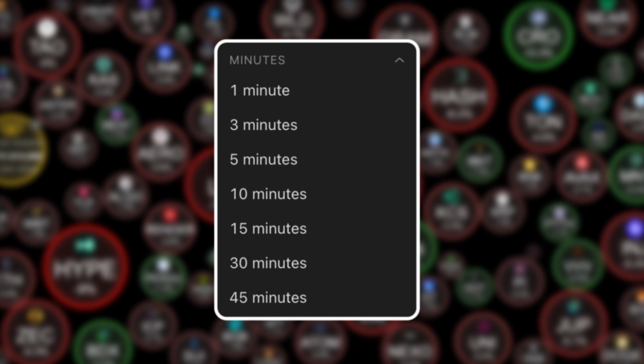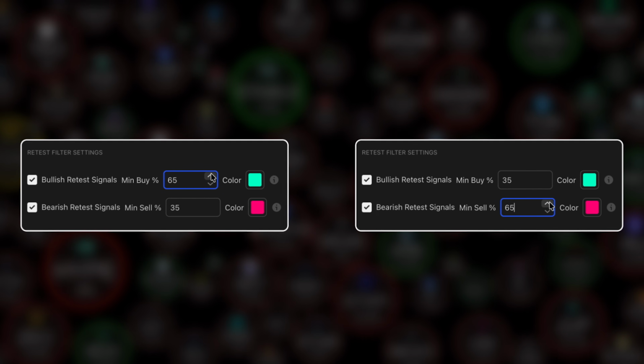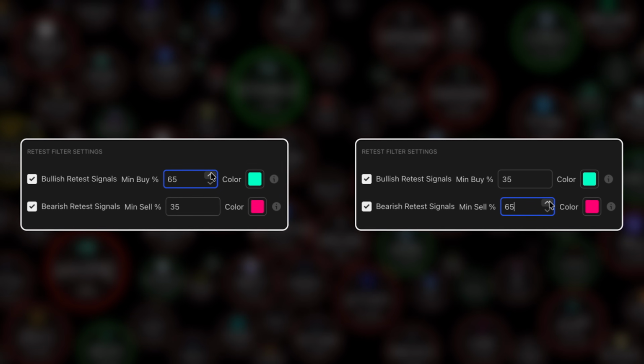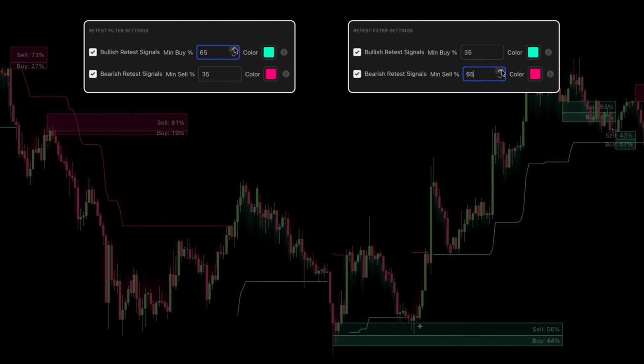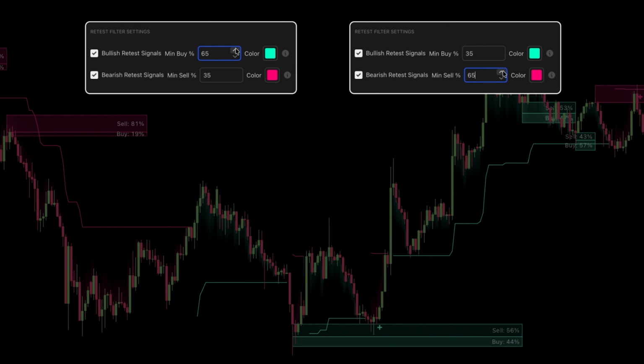Quick bonus before you go. If you're trading something choppier than gold or the Nasdaq, say a smaller altcoin or a lower time frame that whips around a lot, push those min buy and min sell thresholds up, somewhere around 65 to 70%. You'll get noticeably fewer signals, but only the ones with real volume conviction behind them will make it through, which matters a lot more on a chart that's already noisy.